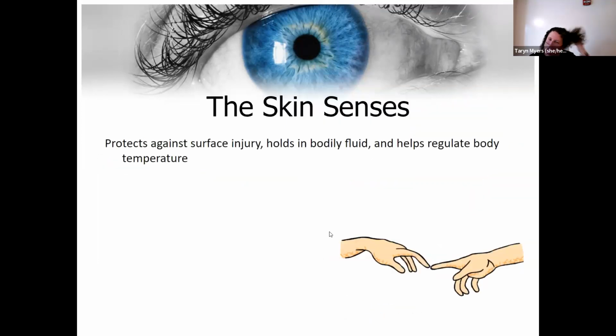The skin senses. So we know that the skin does a lot for us, right? And we tend to just think of touch, right? Like touch is the overarching term we use. But our skin senses can actually do a whole host of things. So not just pressure from touch or that I am touching something, but also warmth versus cold, pain, right? Our skin senses help us to withdraw if something is hot or sharp.